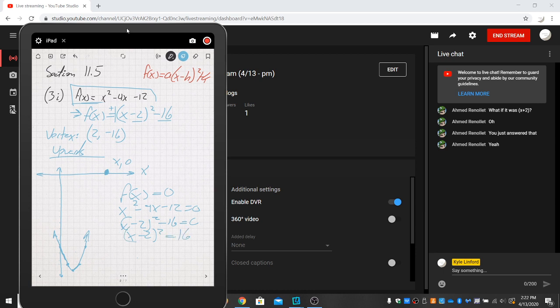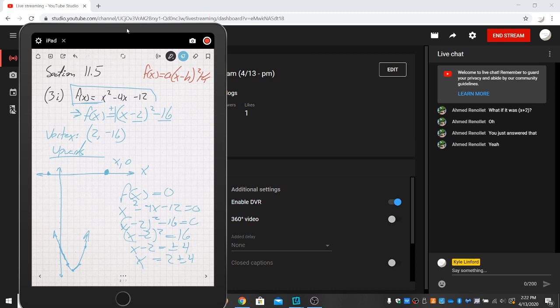I could take the square root of both sides. I would get plus or minus 4. And then I could add 2 to that. So 2 plus or minus 4. Let's see, 2 plus 4 is 6, and 2 minus 4 is negative 2. So that means I would cross the x-axis at negative 2 and positive 6.